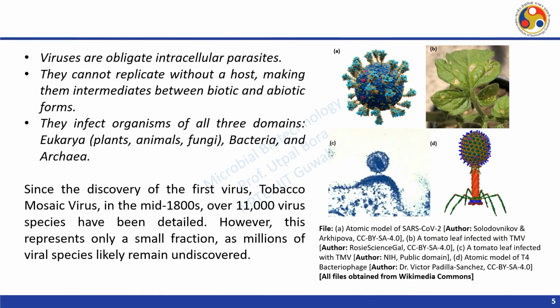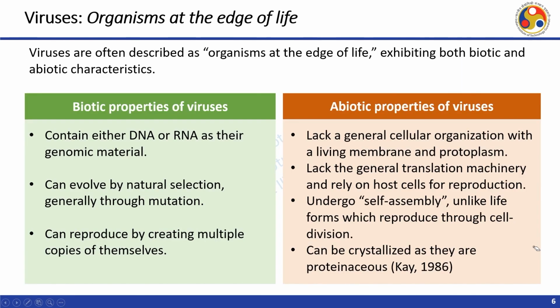So, this is the atomic model of a SARS-CoV-2 virus in A, which we have already shown you in an earlier slide, and in B you can see a tomato leaf infected with TMV, tomato mosaic virus, and number C, a tomato leaf infected with TMV, another picture, and in D you can see the atomic model of T4 bacteriophage. What are bacteriophages? We will be discussing soon.